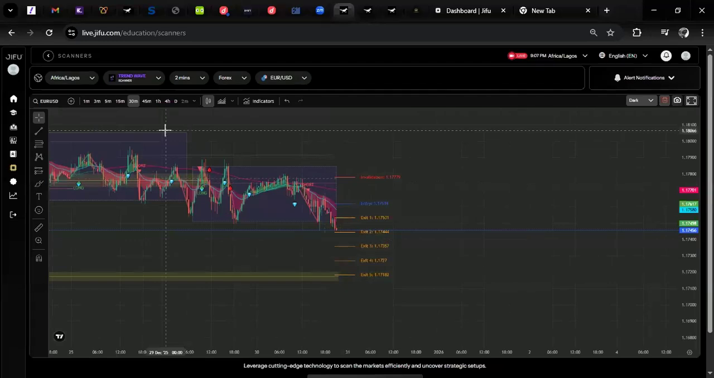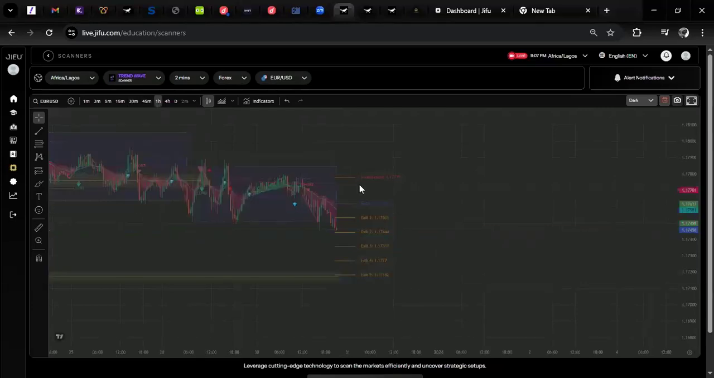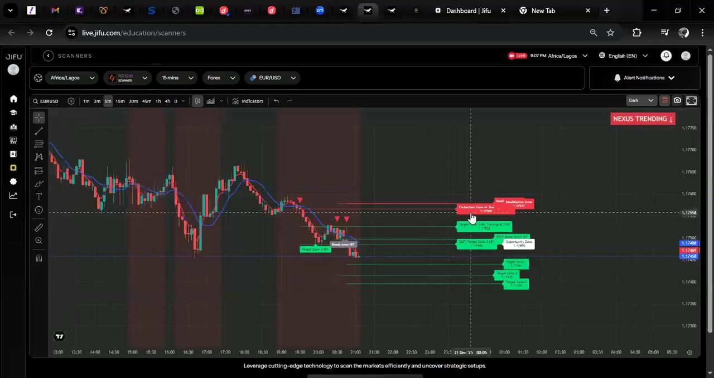So this is what you always want to do. Just make sure that 1 hour is giving you the same setup as 30 minutes, 30 minutes giving you the same setup as the 15 minutes, same thing as the 5 minutes. So once you have the same setup right here, you're not entering for the trade, right? You are just coming to this guy here to confirm: is this trending or not? It is trending.